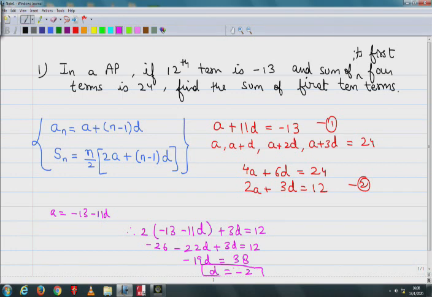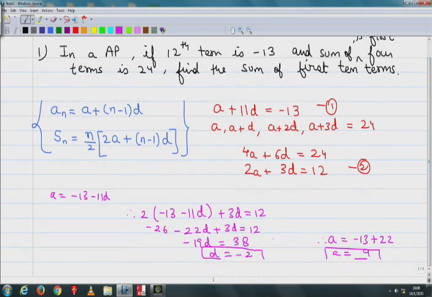If d is equal to minus 2, then the value of a would be minus 13 minus 11 into minus 2, that will become plus 22. And 22 minus 13 is 9. So a would be 9, and d is minus 2.